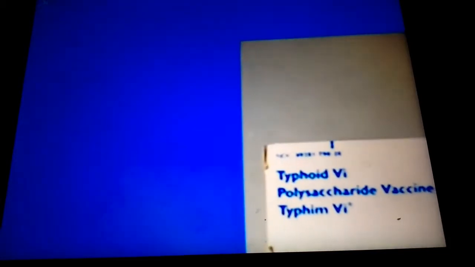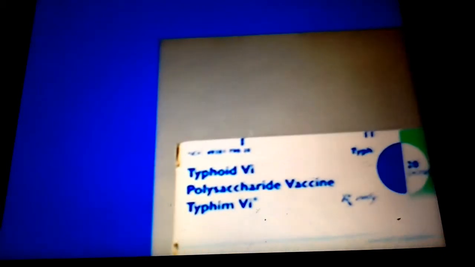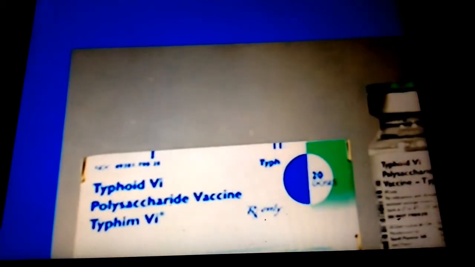The second vaccine is ViCPS. It is also an artificial immunity. It is an injection, but you only need one. It has to be given 2 weeks prior to the trip. It can last for 2 years and it needs a booster every 2 years as well.